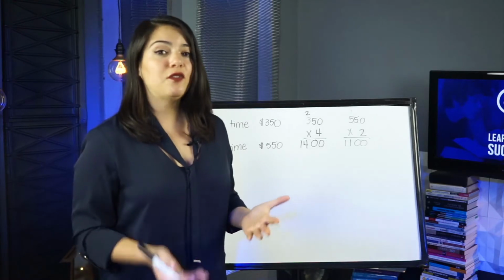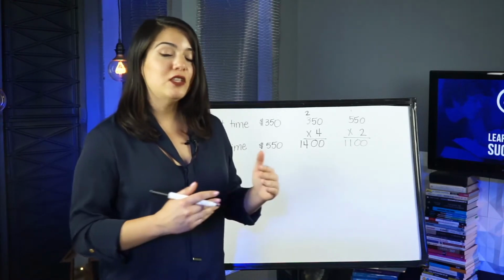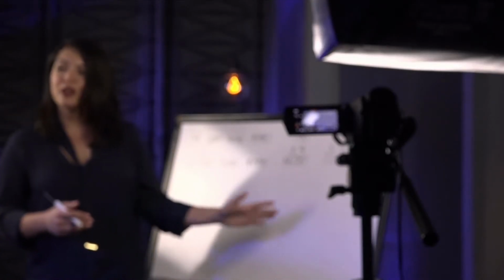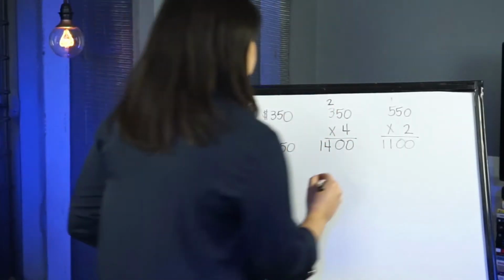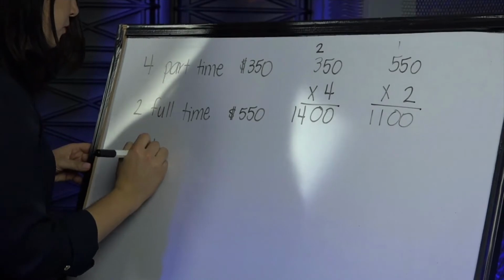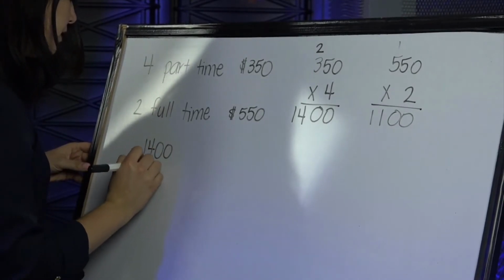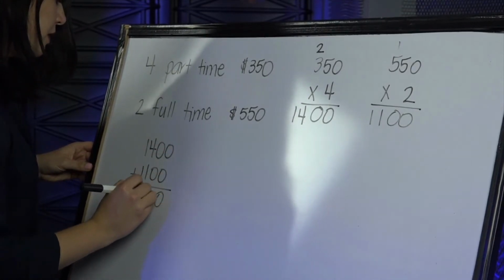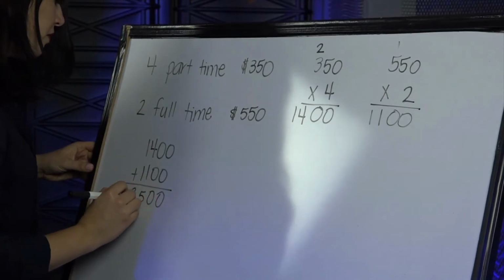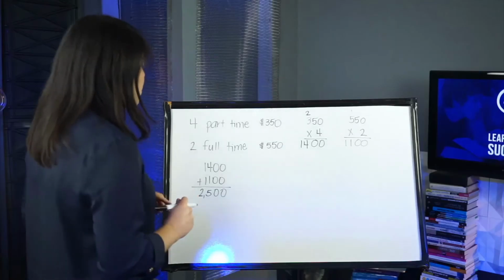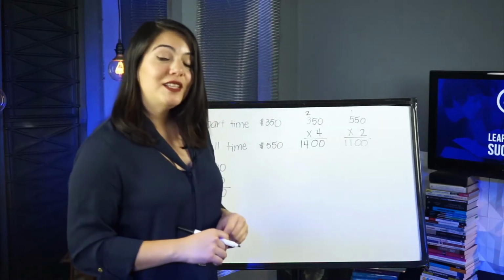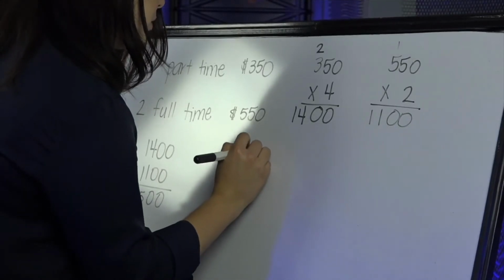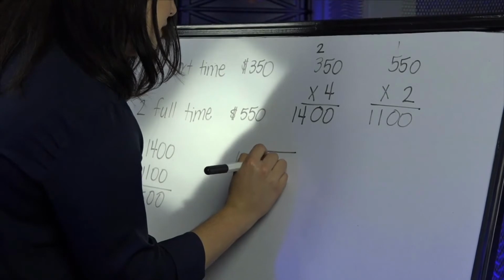Now, remember we said to find the average, we need to go ahead and get the total and divide it by the number of employees that there are. So we'll add up the amount that these employees make per week, and we'll divide it by the number of employees. So we have 1,400 plus 1,100. 0 plus 0 is 0, 0 plus 0 is 0, 4 plus 1 is 5, 1 plus 1 is 2. Our total is 2,500. Now let's go ahead and divide that by the number of employees that there are. There are 6 employees, and 2,500 is our total.